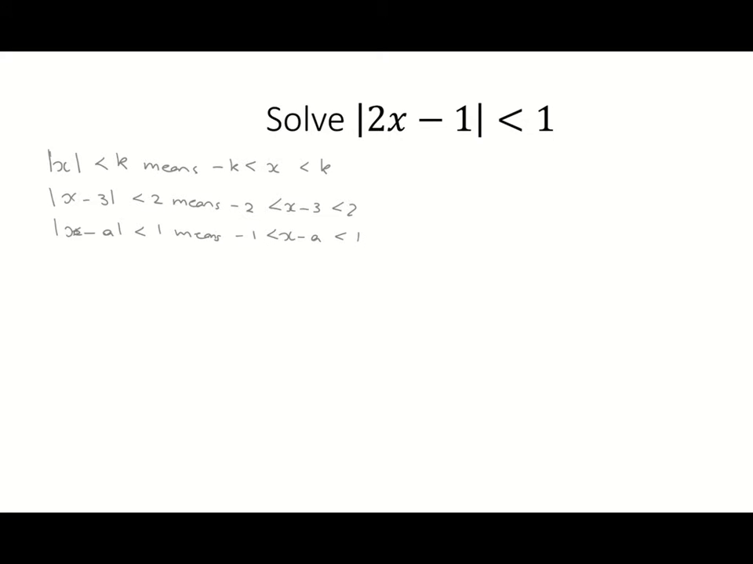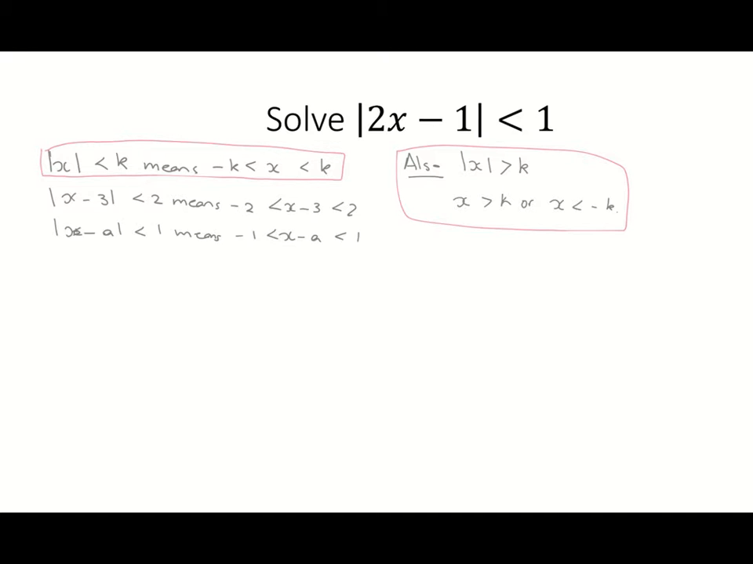Also, if we've got the absolute value of x is greater than k, then that means that x is greater than k, or x is less than negative k. So those are the definitions of inequalities with absolute values. So we're going to use those now to solve this problem and the next one.